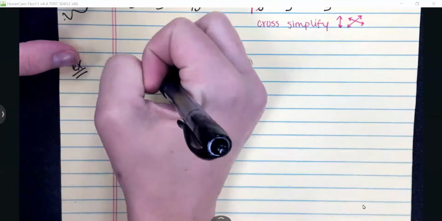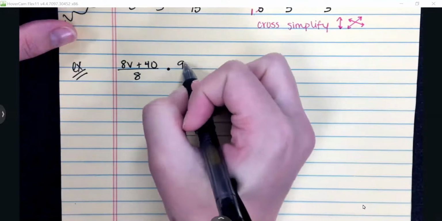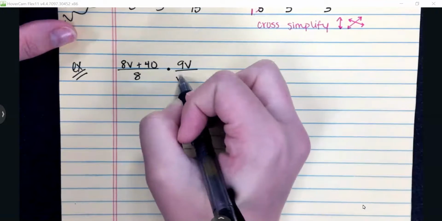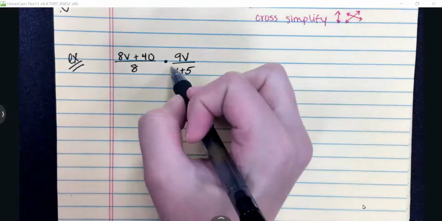8v plus 40 divided by 8 times 9v over v plus 5. And don't you dare use an x for multiplication. We don't do that in high school. Because x is a letter. So the first thing I'm going to do is put parentheses around my v plus 5 because I want to make sure it stays together, okay?